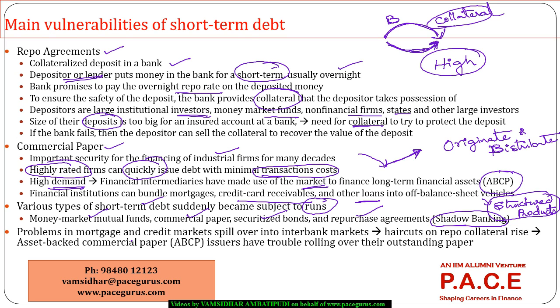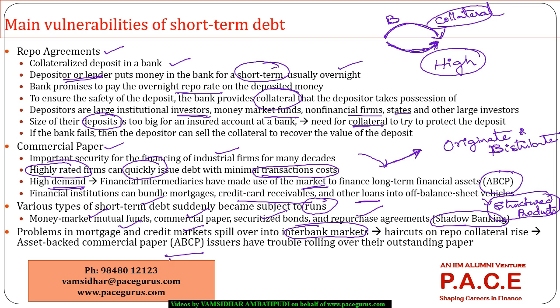And this shadow banking world got very badly impacted, and a lot of runs on the institutions started during the crisis. Problems got created in the mortgage market and the credit market because of this shadow banking system, and these problems spilled over into the interbank markets as well. Which means that for all the collaterals that were kept, more and more collateral was demanded, meaning the haircuts or the margins on these collaterals rose quite drastically.